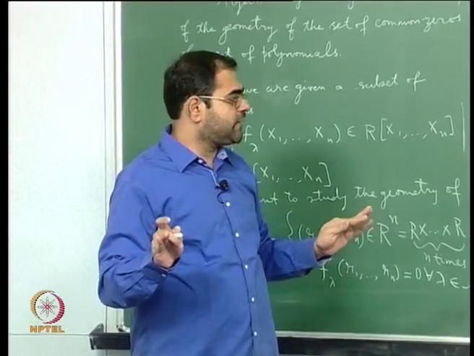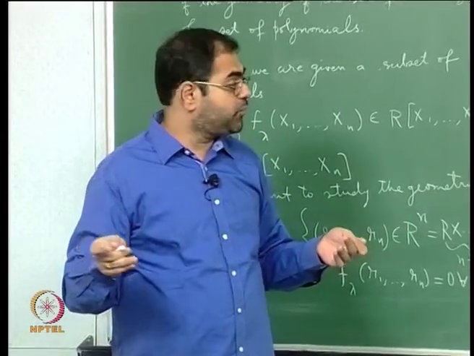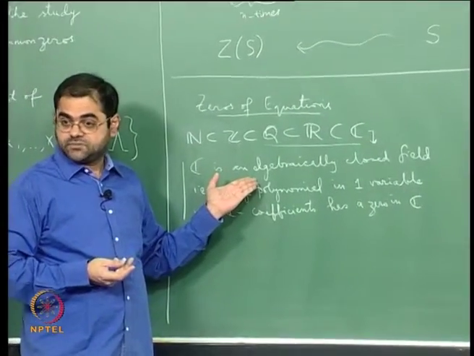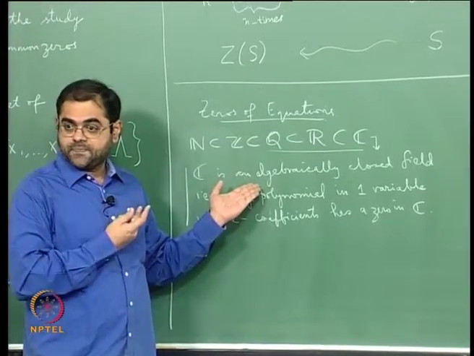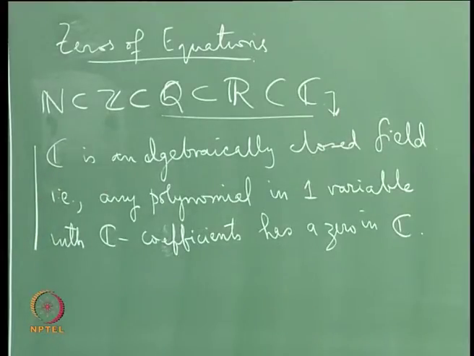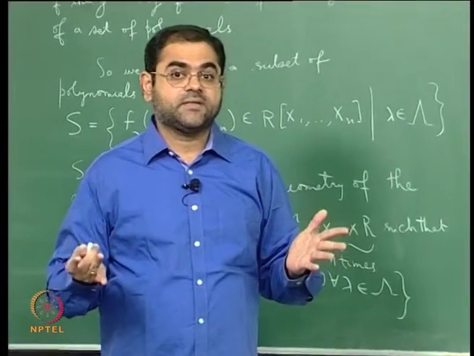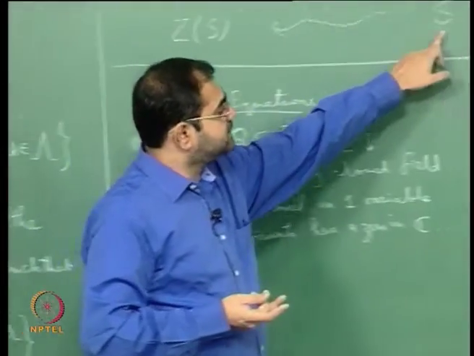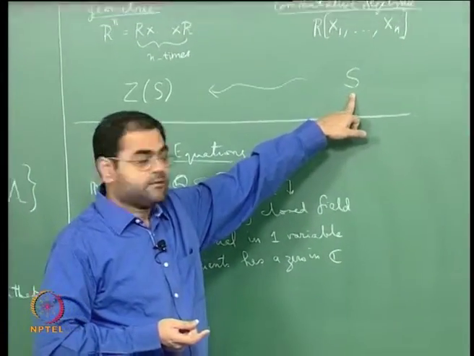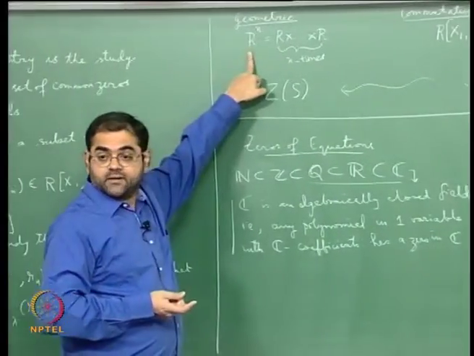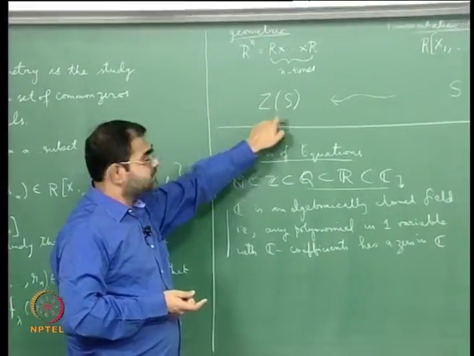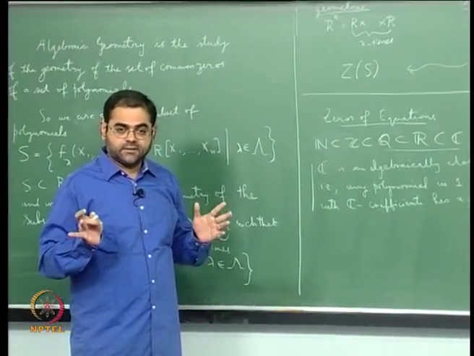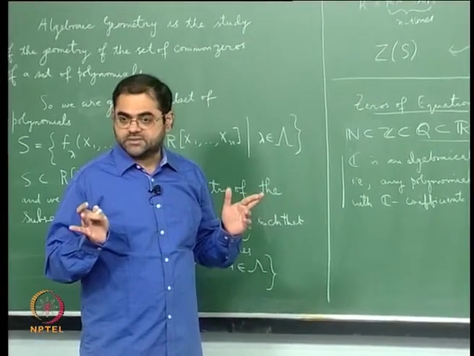You might expect that you should put some more conditions than just the field being algebraically closed for such a thing to happen, and the answer is no. The amazing answer is yes. The amazing answer is that this itself will ensure that, so long as this set S is good in a decent way, if R is an algebraically closed field, then Z of S can never be empty, okay, and this is a very deep fact. This is one form of the Hilbert Nullstellensatz, okay.